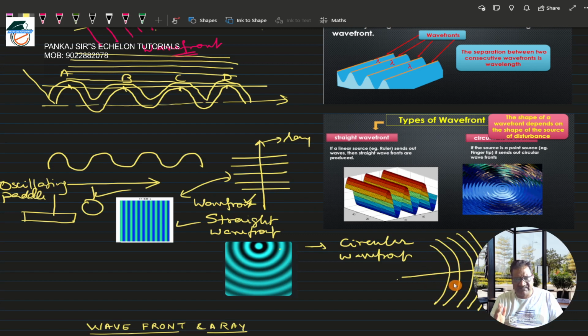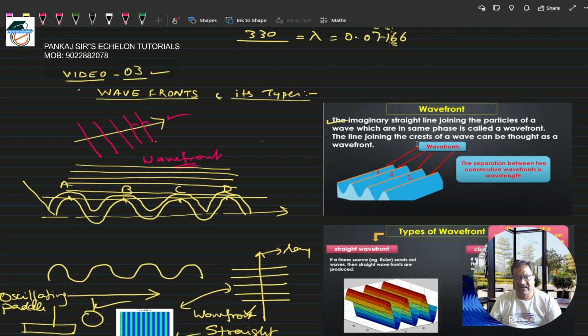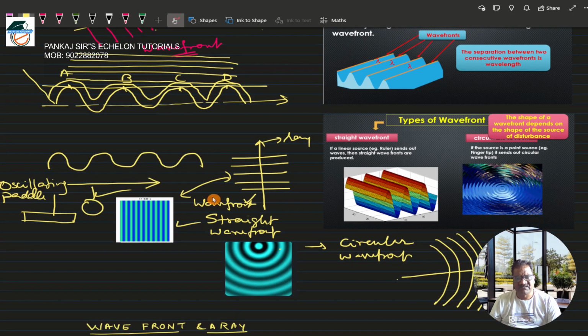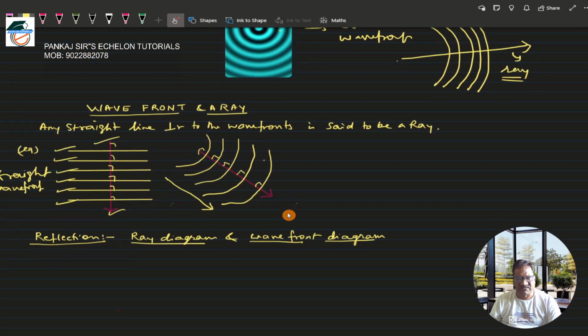So that is all about the wavefront and the two types of wavefront, circular and straight. So this is the definition of the wavefront. Here it is written that there are two types of wavefront. One is straight. This is a diagram showing you a straight wavefront, and this is the diagram showing you a circular wavefront. I hope you are okay with these two types of wavefront. Now let us proceed.